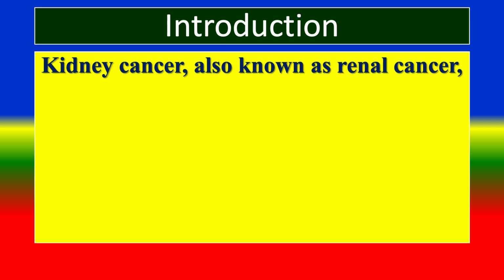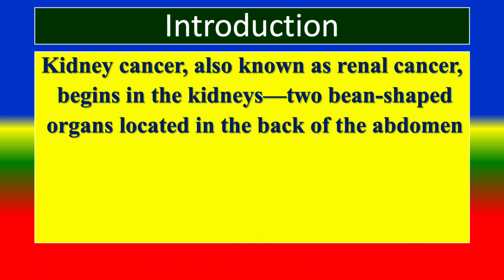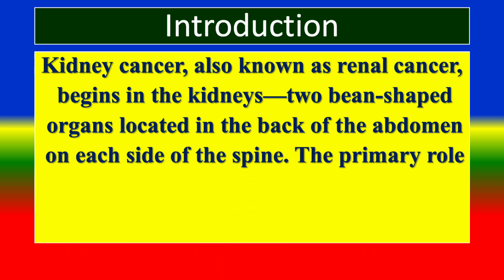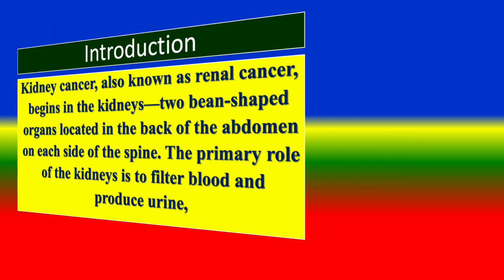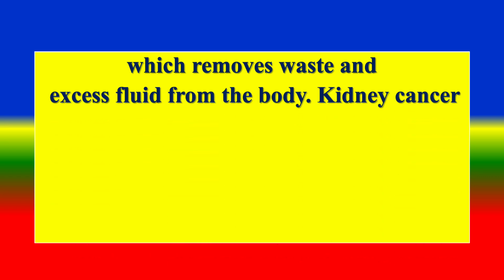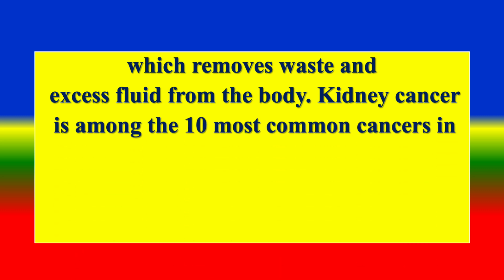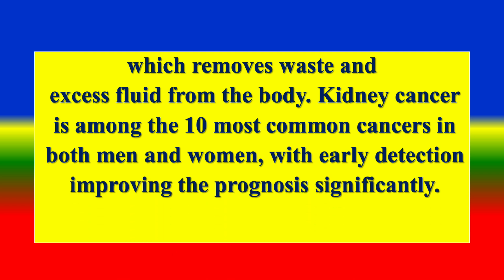Introduction. Kidney cancer, also known as renal cancer, begins in the kidneys, two bean-shaped organs located in the back of the abdomen on each side of the spine. The primary role of the kidneys is to filter blood and produce urine, which removes waste and excess fluid from the body. Kidney cancer is among the 10 most common cancers in both men and women, with early detection improving the prognosis significantly.